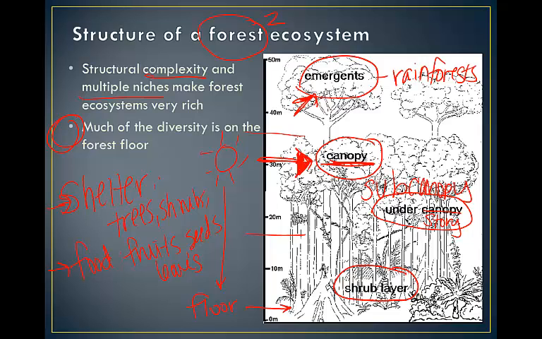And there are also many different habitats that can be found. Some organisms specialize to only live in the canopy. Some organisms specialize to only live on the floor. So these ecosystems become very, very complex.